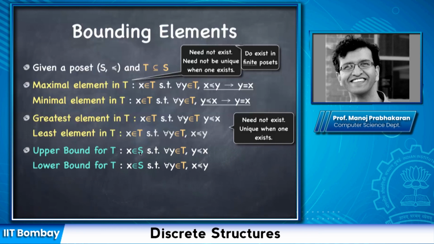If T has a greatest element, that would be one of the upper bounds, but there could be other upper bounds. Even if T doesn't have a greatest element, there could be upper bounds for T outside of T, in S. And similarly, lower bounds. An element x is a lower bound for T if every element y in T satisfies that x is less than or equal to y.